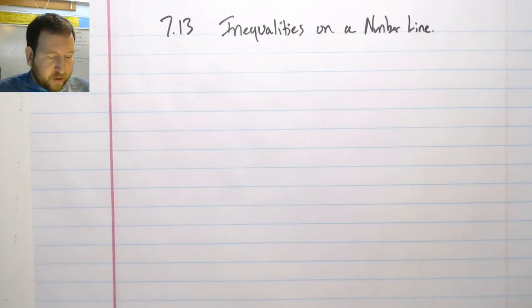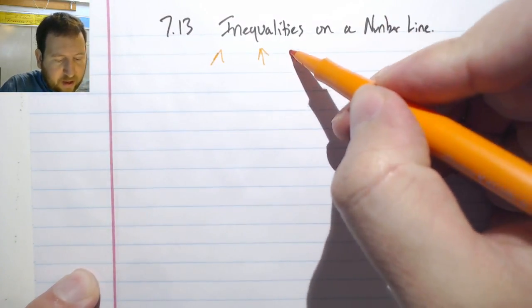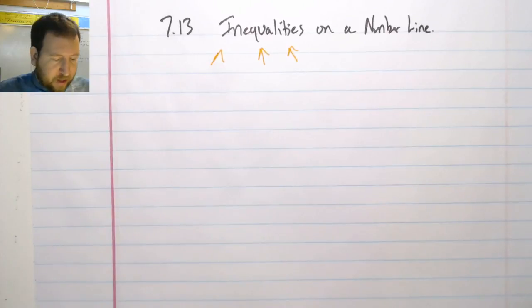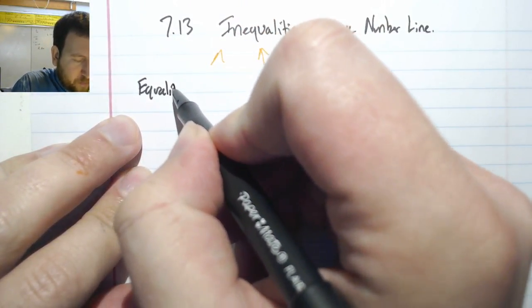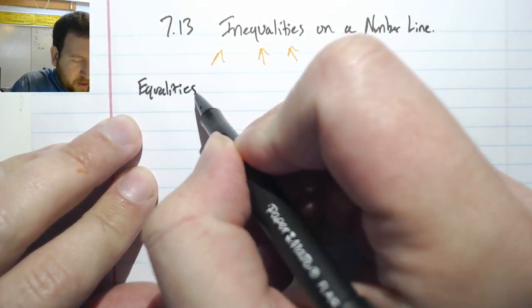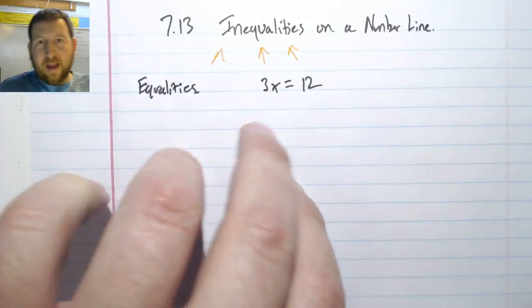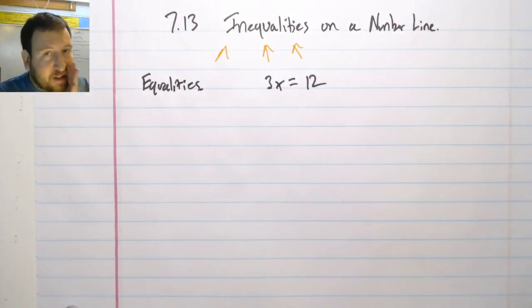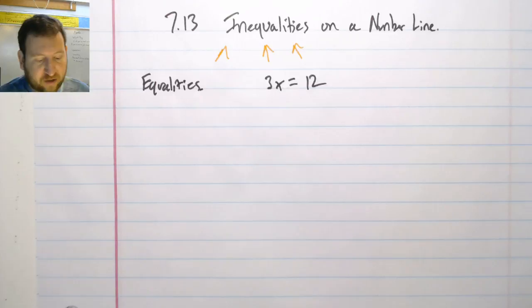All right, let's move on to 7.13. Today we're going to be talking about a different kind of focus, and it's going to be this word, inequality. We've been focusing a lot on equalities. That's when we can say 3x equals 12. X is definitely that problem. But occasionally we're going to have problems and topics where it's not going to be a specific number that we're looking for, it's a range of numbers.